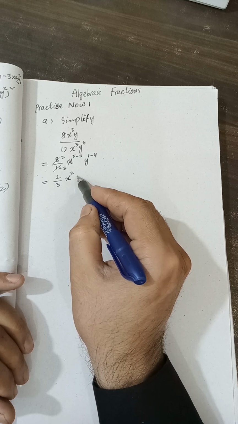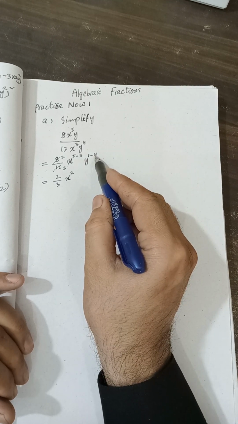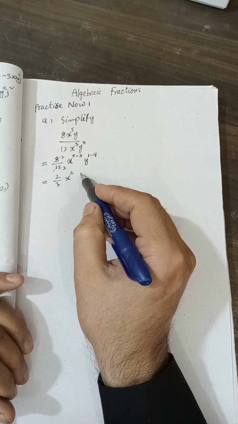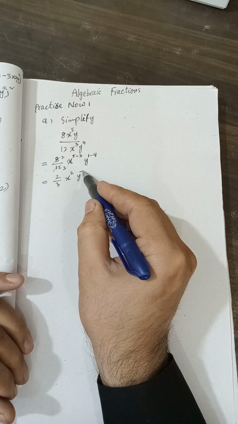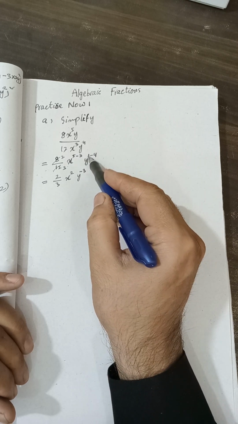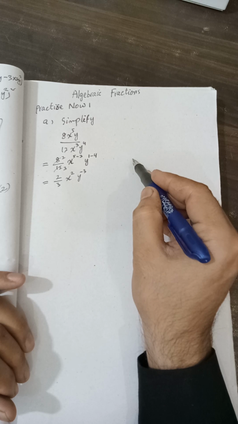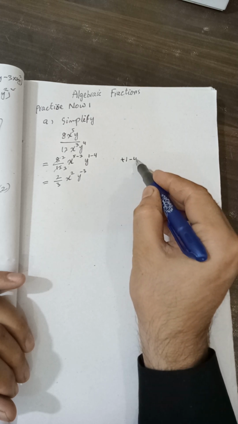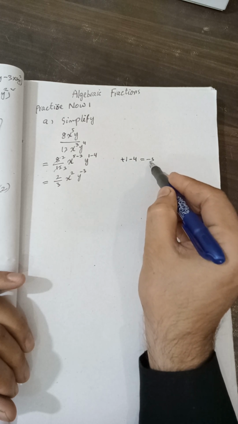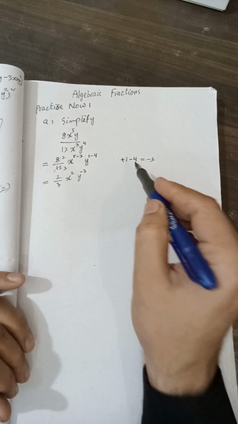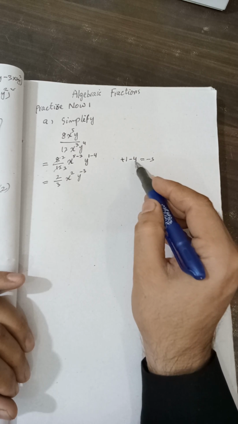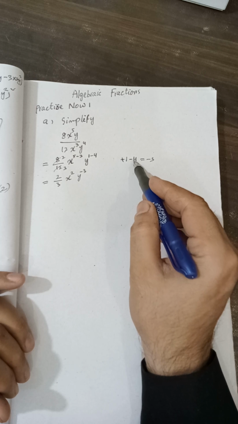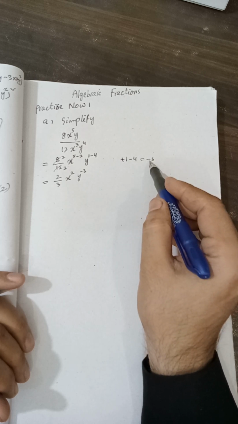And when you subtract 4 from 1, the answer of y will be minus 3, because the bigger term is that of minus. You can solve it as plus 1 and minus 4 is equal to minus 3, because both are different sign, and for different sign we subtract and we write the sign of the bigger term, that is minus 4 is the bigger term, so I have written here minus 3.